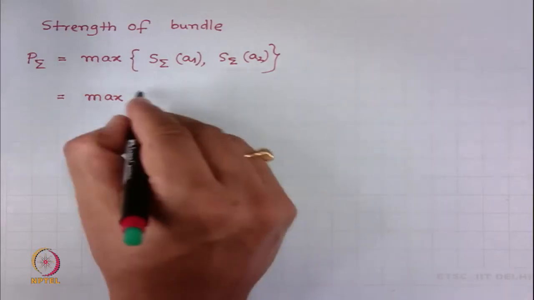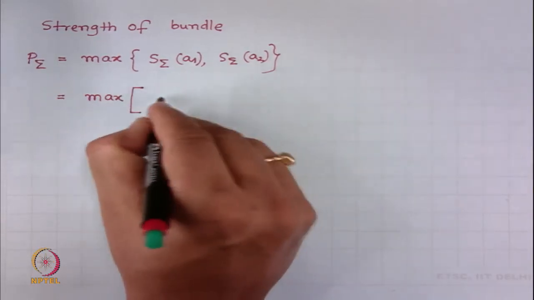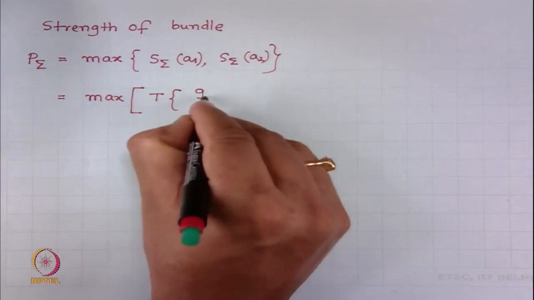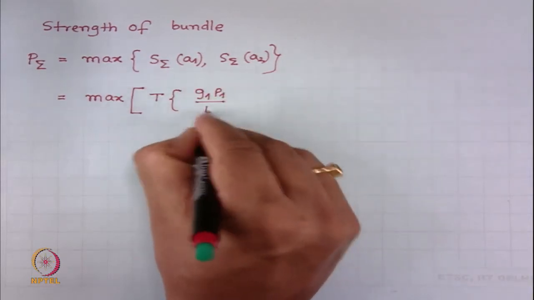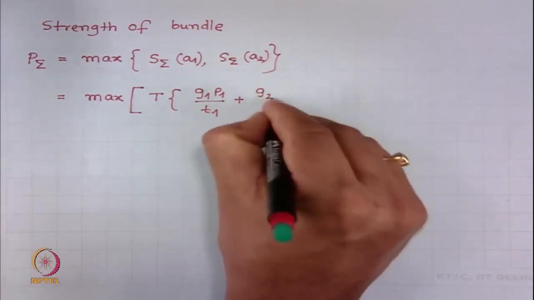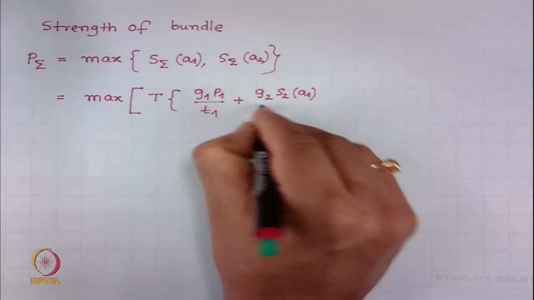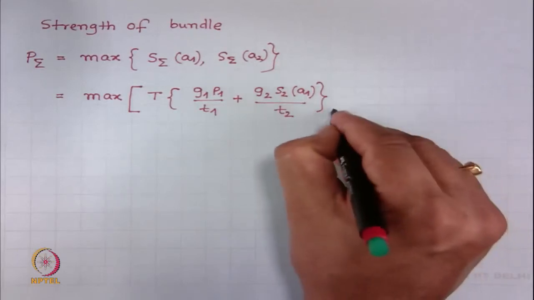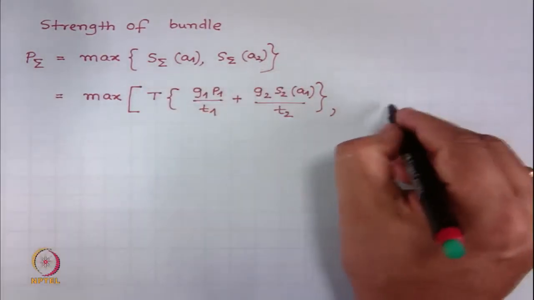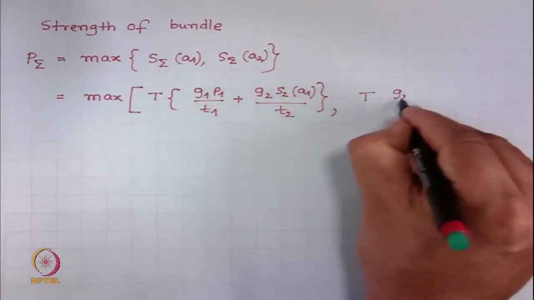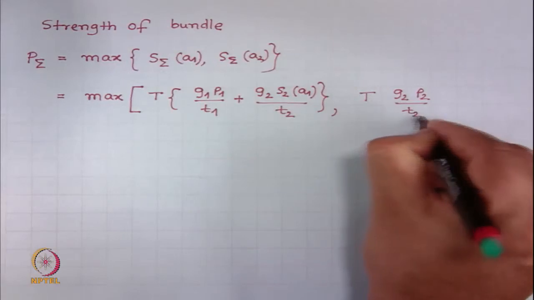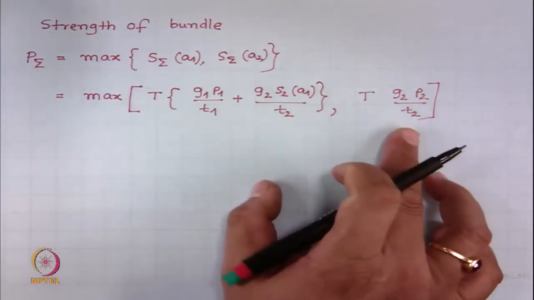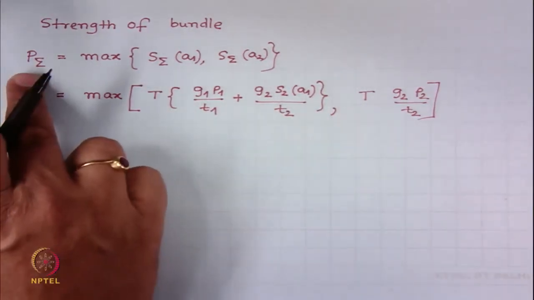Maximum of capital T [P1/T1 times G1 plus G2 S2 A1 by T2]. This is for this function, and for this it will be T into G2 P2 by T2. Whichever gives the maximum value will be equal to the strength of the bundle.